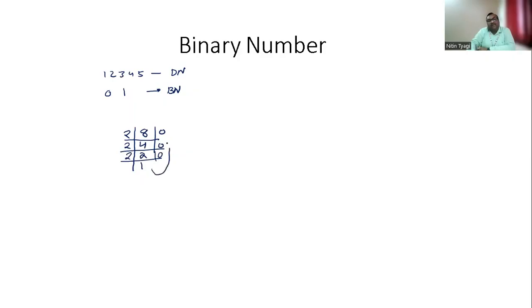And this number is 1000. So this 8 binary conversion is 1000. Maybe you know any other method, no issue for that. Similarly, if you want to convert this binary number into decimal, then what is the method?